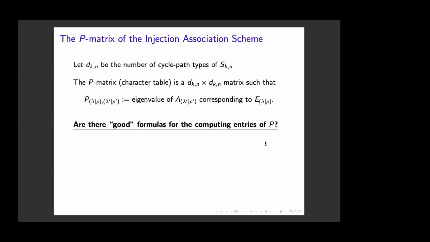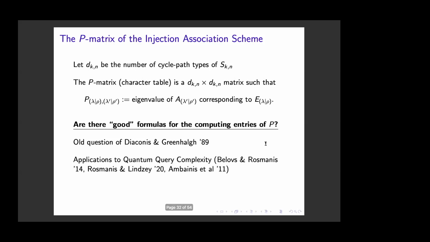So the main question behind this work is whether or not there are good formulas for computing entries of P. For the symmetric group, there's a good formula known as the Murnaghan-Nakayama rule for computing these entries, but it's unknown whether or not there are similar nice combinatorial rules for computing the character table of the injection association scheme. It turns out this is an old question that was asked by Persi Diaconis and Andy Greenhalgh back in 1989. They stumbled across this association scheme in some of their work on random walks, Markov chains, and mixing times.